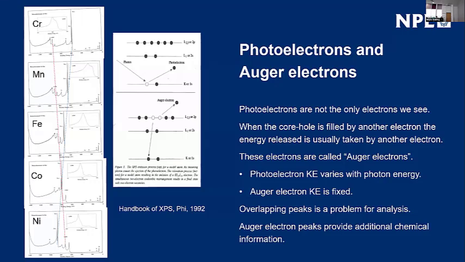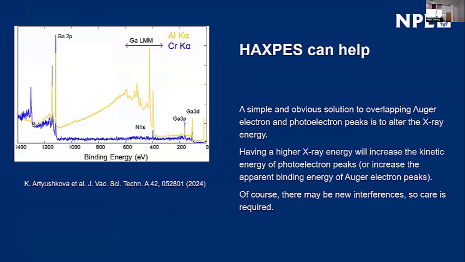And if you're looking at battery materials, you're looking at a combination of all these elements together. So all of these things are overlapping one with another. So HAXPES, or at least having an alternative X-ray source with a different energy, can really help that.